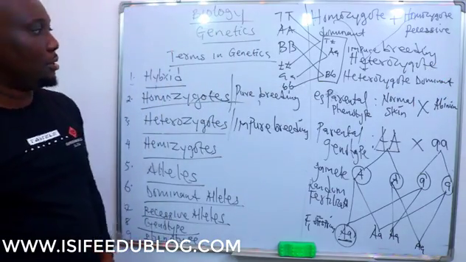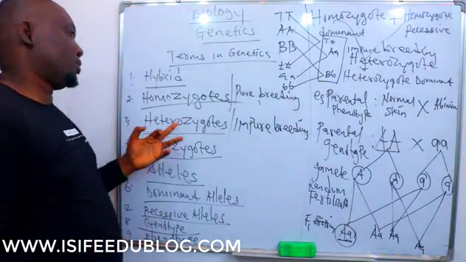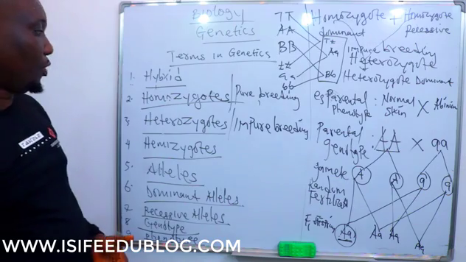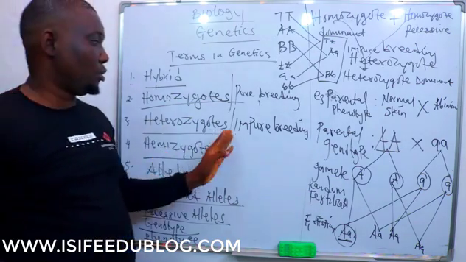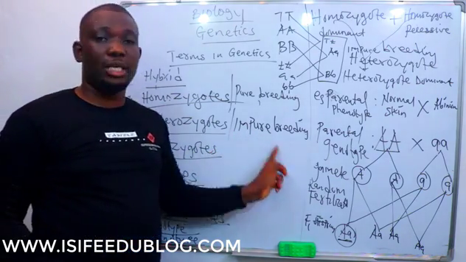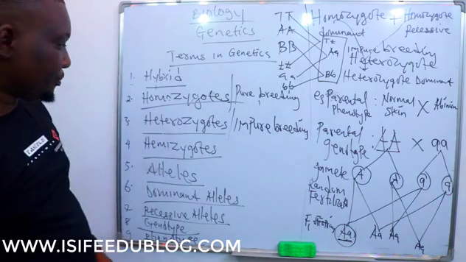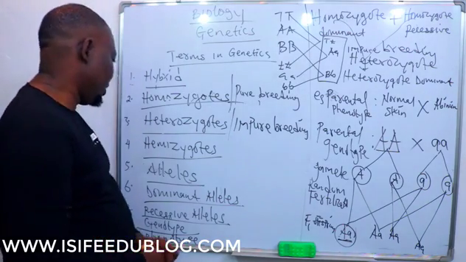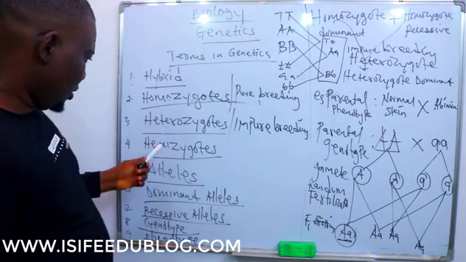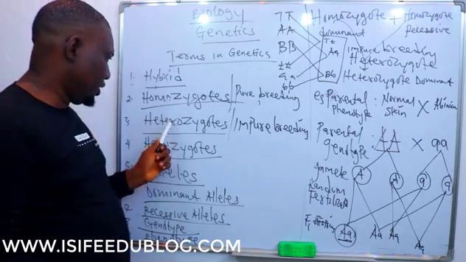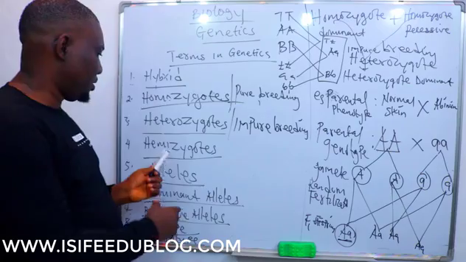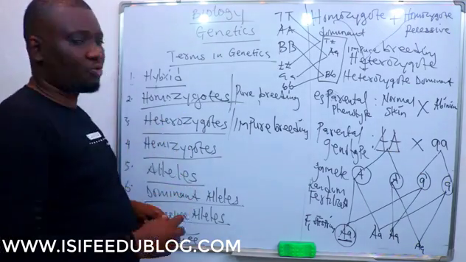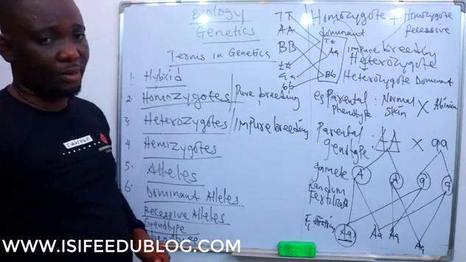Heterozygotes. So, heterozygotes are a pair of unsimilar characters. A pair of unsimilar characters are heterozygotes, or we refer to them as impure breeding. And then we have another term we use in genetics, which is hemizygotes. People usually interchange the two, but they are not the same. You cannot say either hemi or hetero.